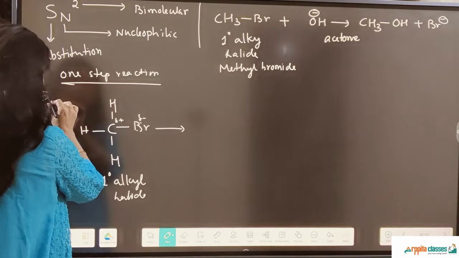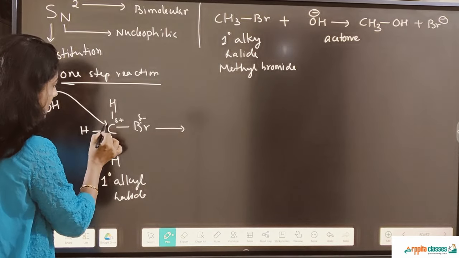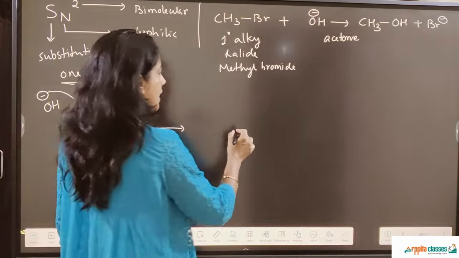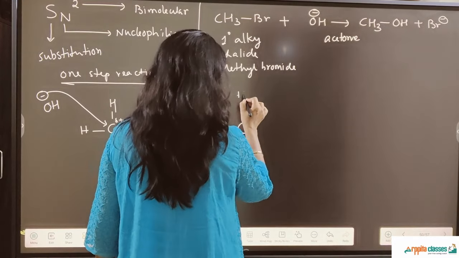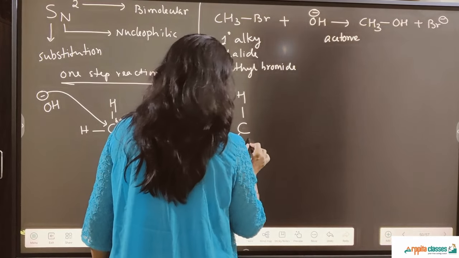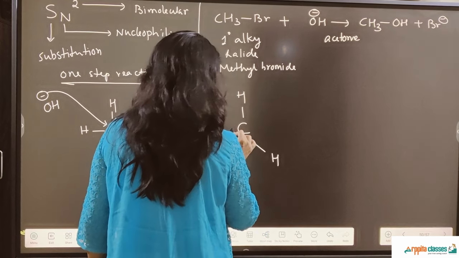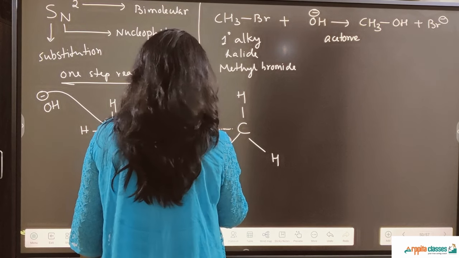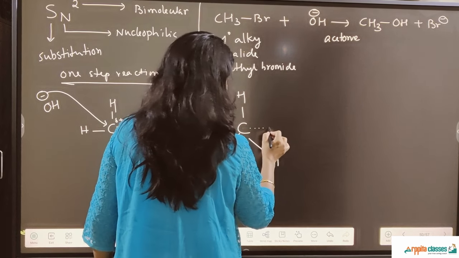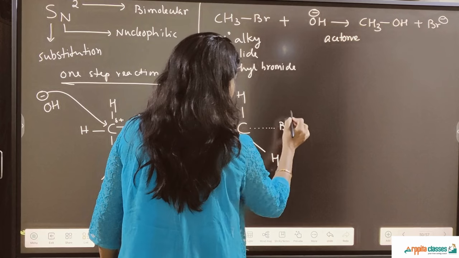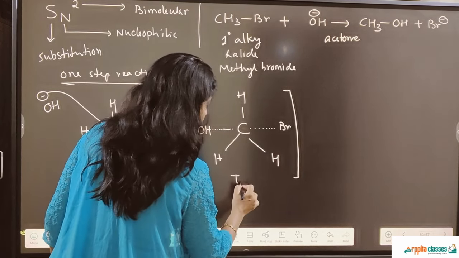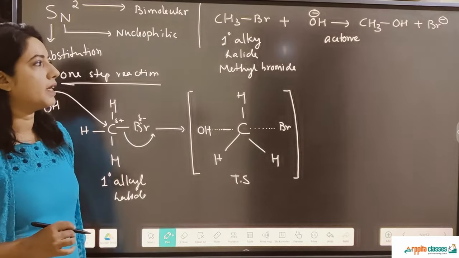So the attack will take place from the back side, and the leaving group will be leaving from this side. So you are getting a transition state like this. These are your CH3. Here there will be a partial bond formed between the attacking nucleophile and carbon, and here there will be a partial bond broken between the leaving group and carbon. So this is the TS of the reaction, that is, the transition state of the reaction.